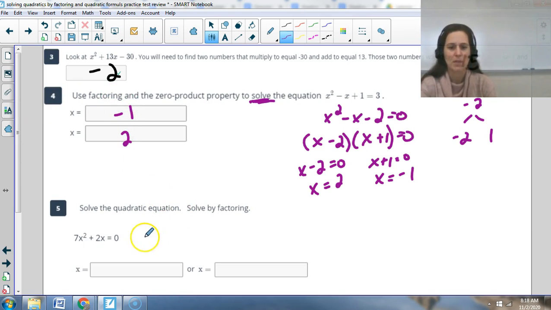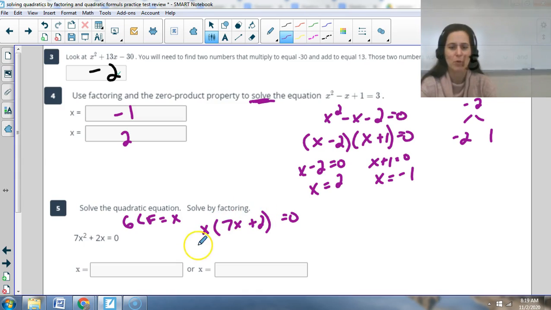Next one, we have to factor. So notice that this only has 2 terms, so this means that you have a GCF. So pay attention to the GCFs. In our case, it's just x. So we can take out 1x and we're left with 7x plus 2 is equal to 0.